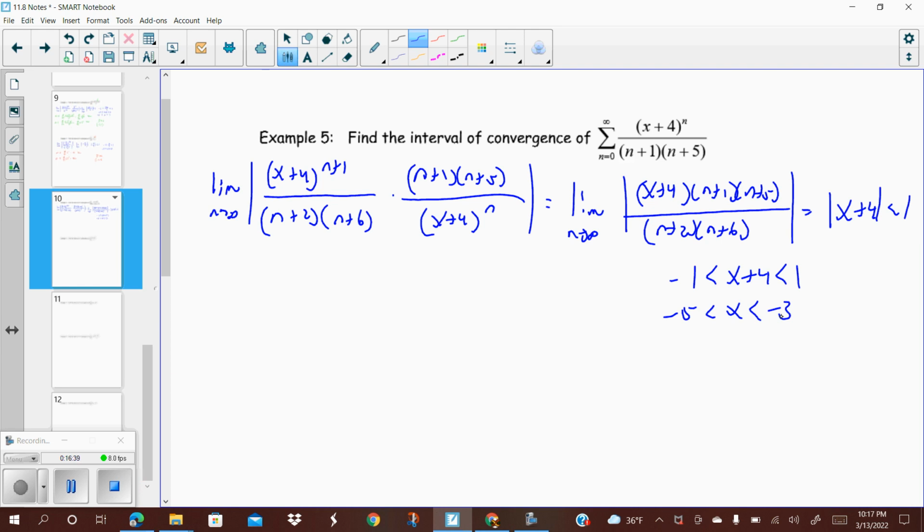So your radius of convergence would be 1. Again, it's not asking for that. The interval is going to go from negative 5 to negative 3. We just need to figure out whether the negative 5 and negative 3 are included.